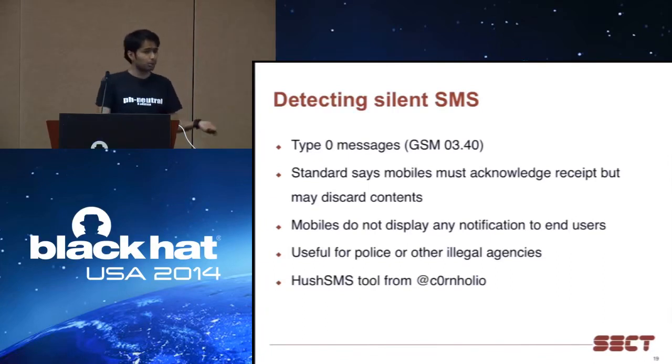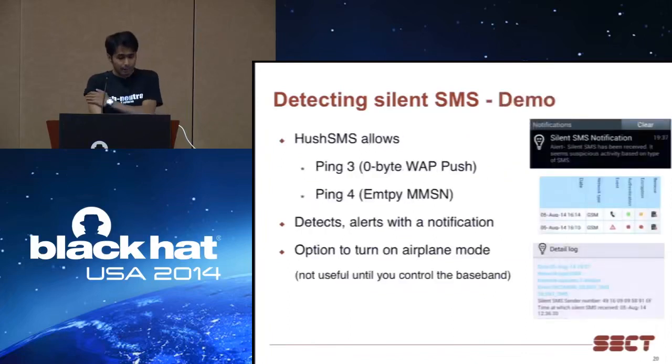The tool which I used to test the silent SMS was the Hush SMS tool, which you can download from Silent Services, developed by a German guy. The reference is there. For the demo, there are two types of Hush SMS, modified for ease of use: ping 3, which is a 0-byte WAP push SMS, and ping 4, an empty MMS, which I will try to send now and show you how it detects.